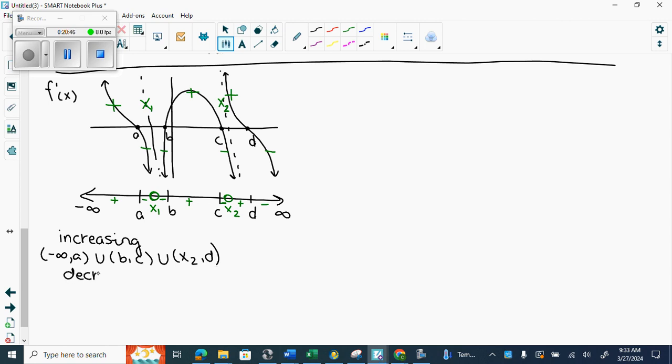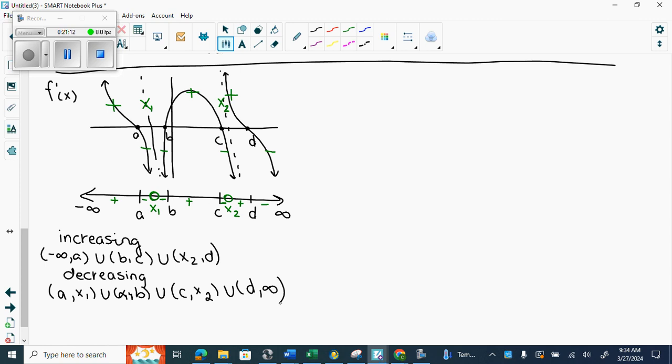Decreasing from A to x1, or x1 to B, or C to x2, or D to infinity.